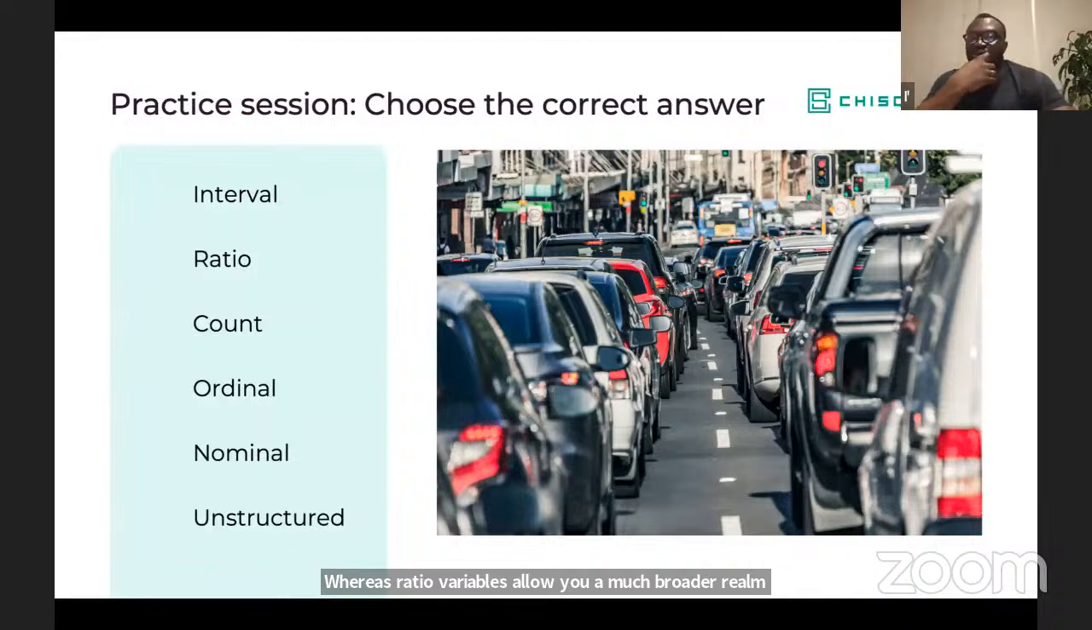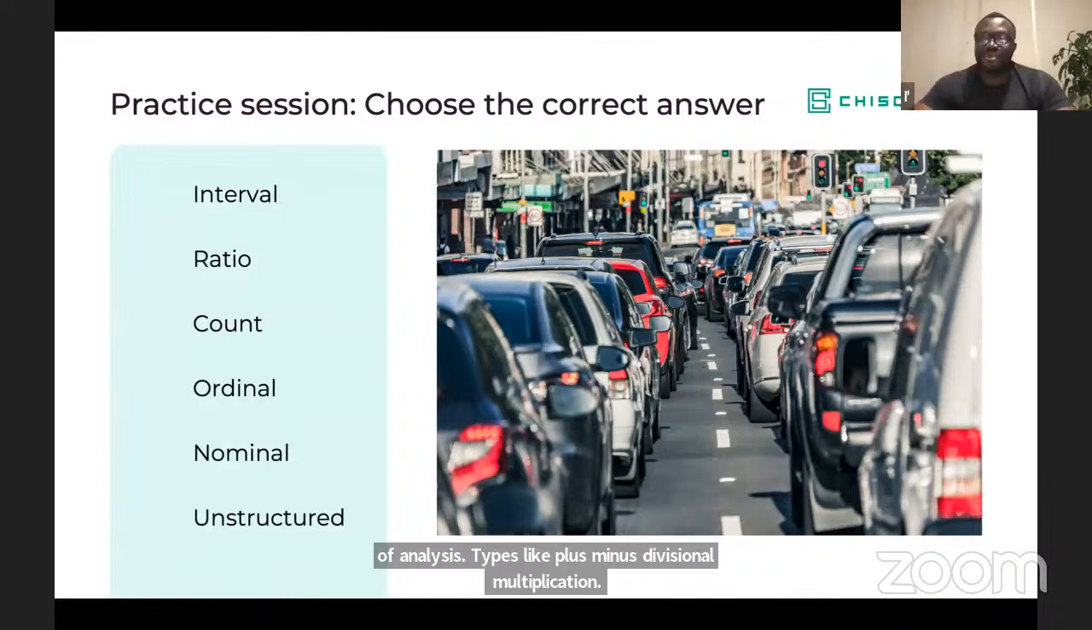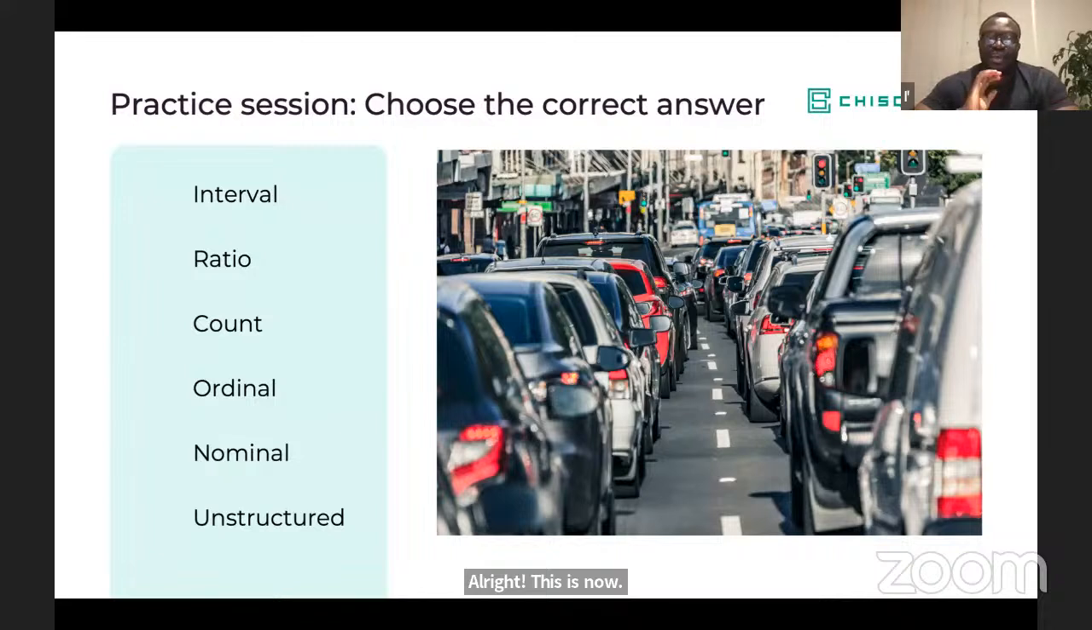All right, this is now quiz time. Let us see how much you have been paying attention. What type of variable is this? Cars on the road. Is it interval, ratio, count, ordinal, nominal, or unstructured? You can type your answer in the chat box and let's see.